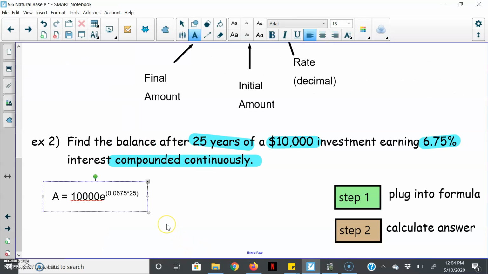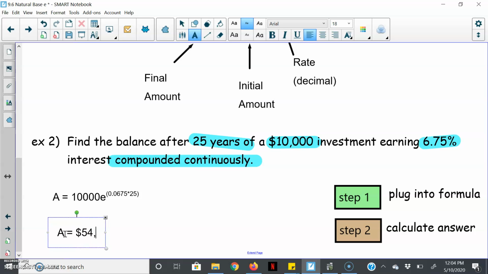So let's write that. Our amount is equal to $54,059.49. So literally by doing nothing for 25 years, we just put money into an account, just let it grow. We do nothing. We get almost $44,000 in interest by just doing nothing. That's a pretty sweet deal. So if you can go to a bank and see, hey, it's being compounded continuously, pretty cool deal.